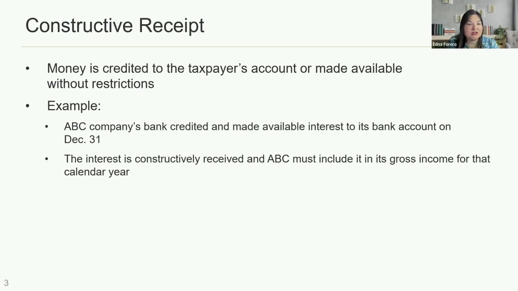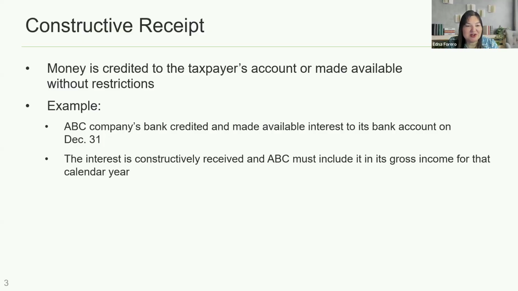So just one quick mention on constructive receipt and expenses as well. We're going to talk about that first. Again, this information is listed in your book, and they've got some really good examples about constructively received income. But if the money is credited and available, and it's made available without restrictions, it's constructively received.